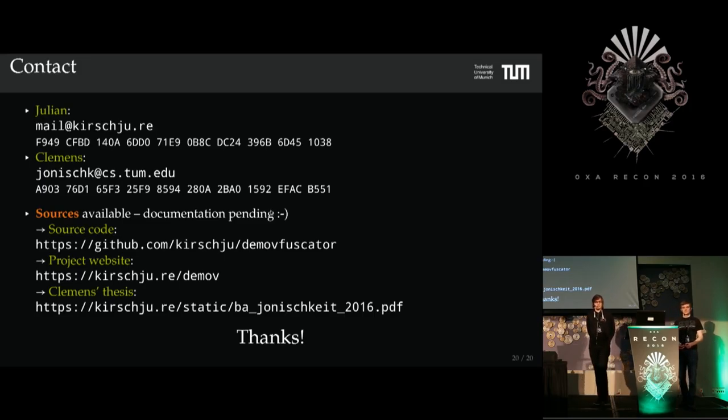So to conclude, this is the way you can reach us, our email addresses, also our PGP fingerprints. And of course, we are open sourcing everything. So the source code of the Movfuscator, which is, by the way, about 4K lines of code. There are many things we couldn't cover. Also, a summary of the Movfuscator. And if somebody wants to torture himself even more, there's Clemens' bachelor thesis that you might read, which might be quite a moving experience on 60 pages. And that's all we got for now.